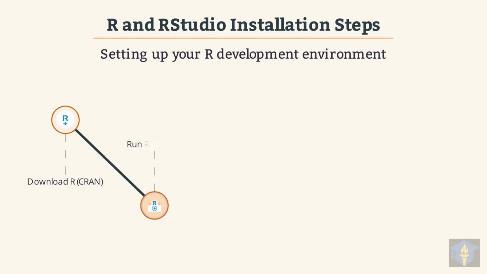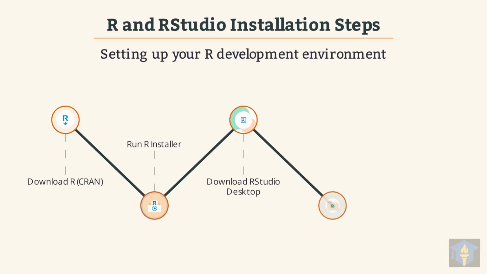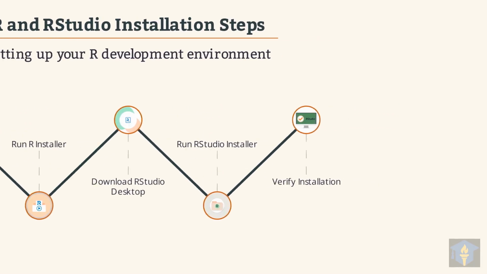Once downloaded, simply run the R installer file and follow the on-screen prompts to complete the installation. Next, download RStudio Desktop, which is an integrated development environment that makes R much easier to use. Similar to R, run the RStudio installer, accepting the default settings to ensure a smooth and complete setup. Finally, we'll verify the installation of both R and RStudio to confirm everything is working correctly.